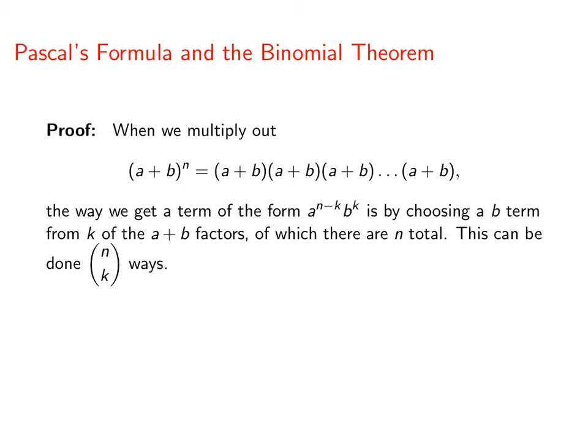How many ways can this be done? Well, there are n factors total. We'll choose k of them, so this can be done in n choose k ways. And that tells us that (a + b)^n is equal to the sum that we want.